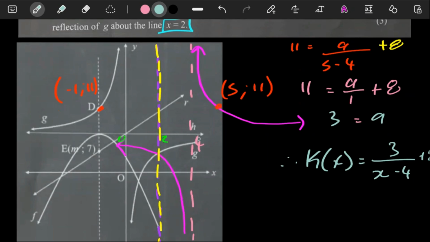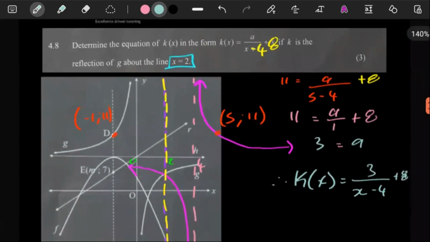So this solid line here, I don't know why it's solid. It's actually supposed to be a dotted line, but it is what it is. This one is the line y equals 0. But it's fine. Let's move on to 4.9 now.